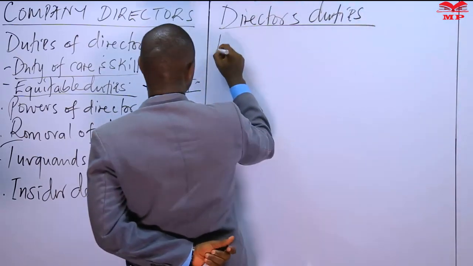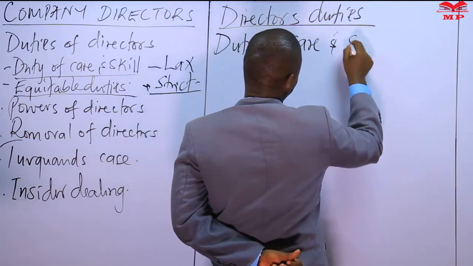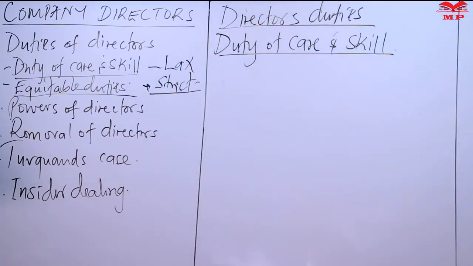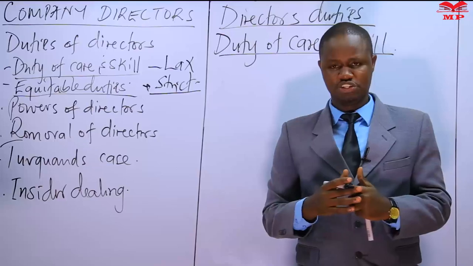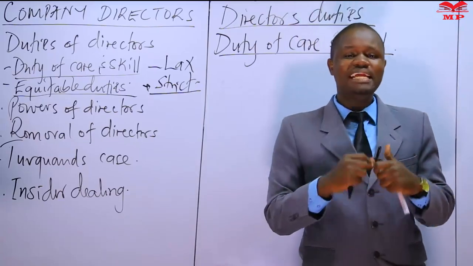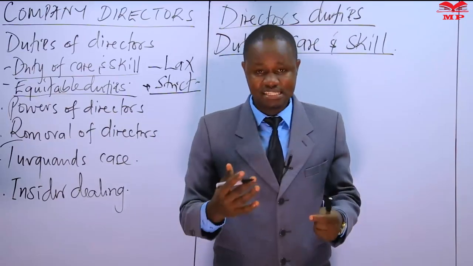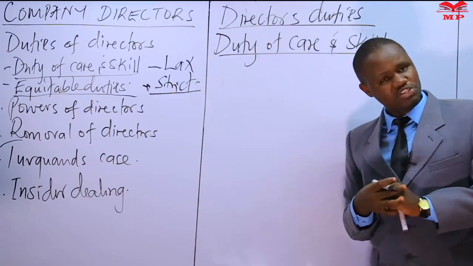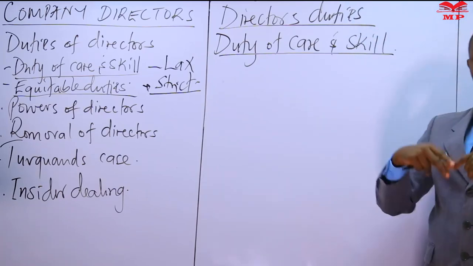Now, let us look at the duty of care and skill, the director's duty of care and skill. Now, this is a common law duty which requires that the director, in the performance of their obligations, should show skillfulness, should show carefulness, should be diligent, so that the company should not suffer as a result of their carelessness or unskillfulness. The director should be a diligent director. But the question is, to what extent should this director be careful? To what extent should this director show skillfulness?